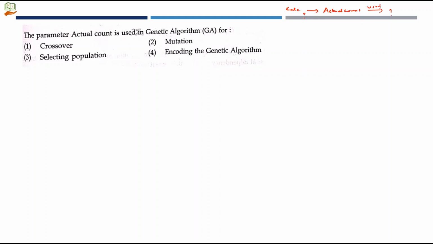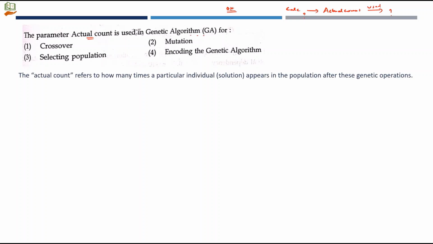In the previous problem, where is the optimum value used? It is used in the termination condition to check whether we have to go for iteration or just end the algorithm. So the question is asking, you have already calculated actual count. Where are you going to use it? What is actual count? It refers to how many times a particular individual or a particular solution is going to appear in the population after these operations. So how many times an individual or a solution is going to appear is what actual count means.